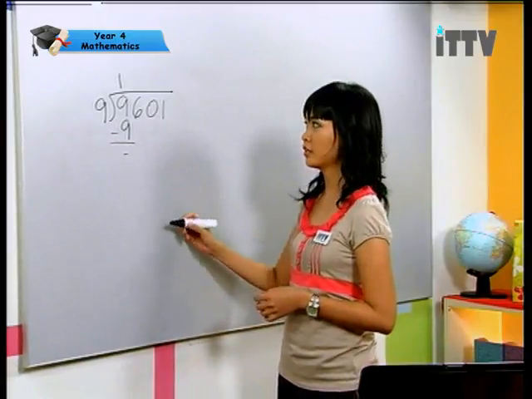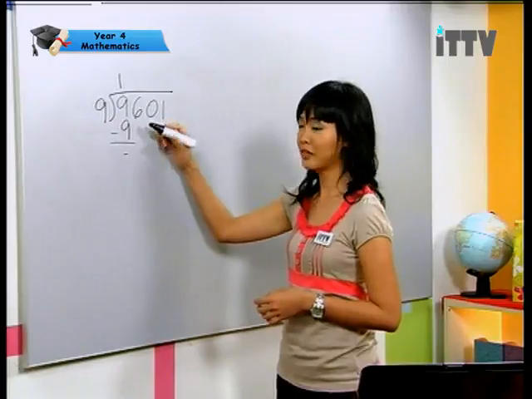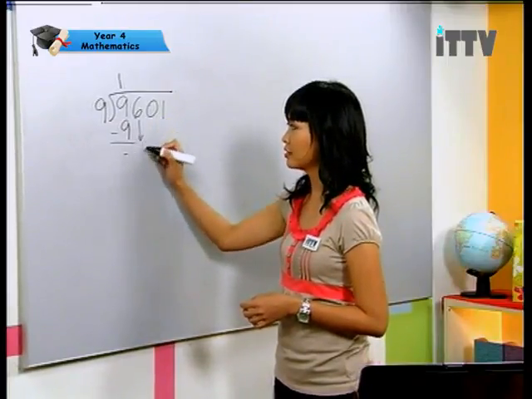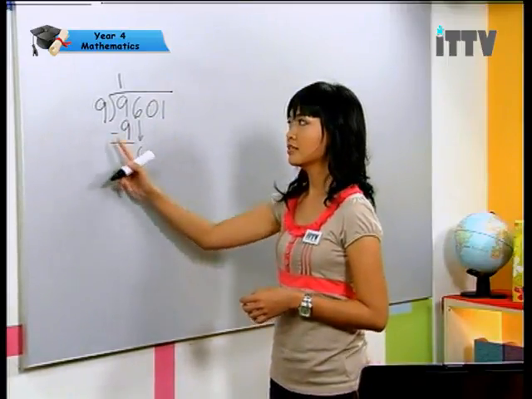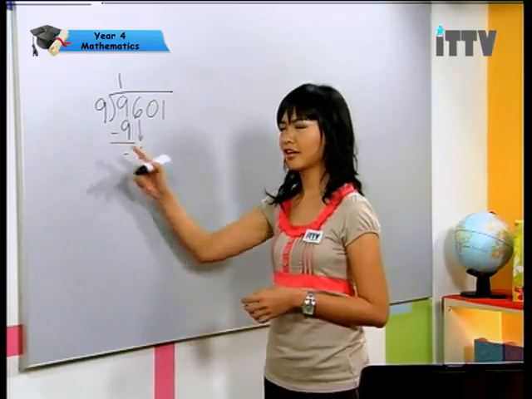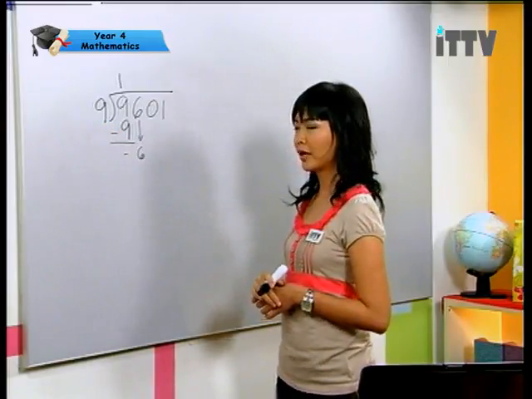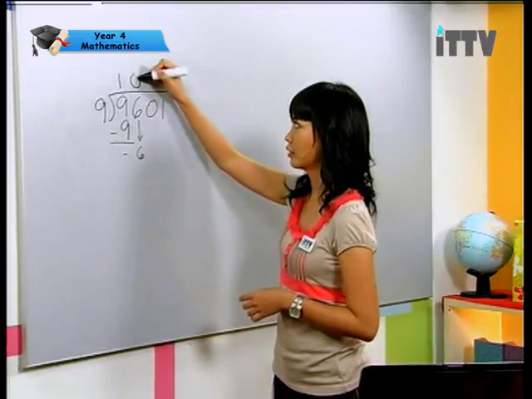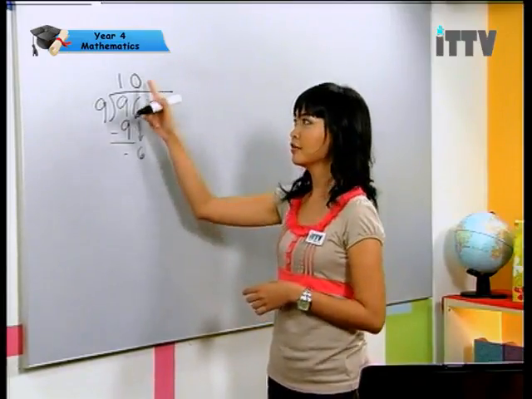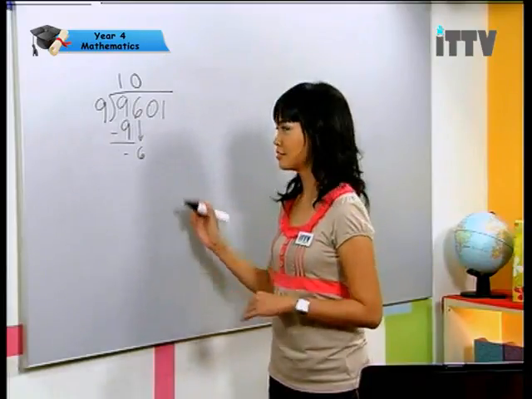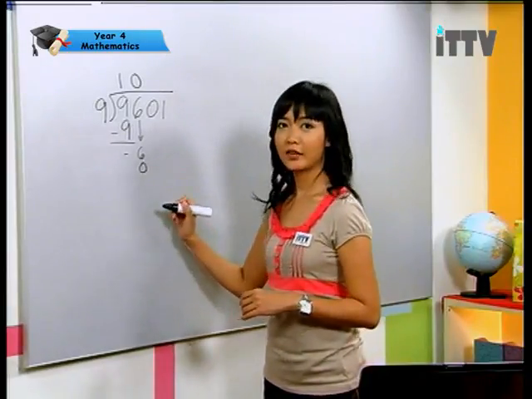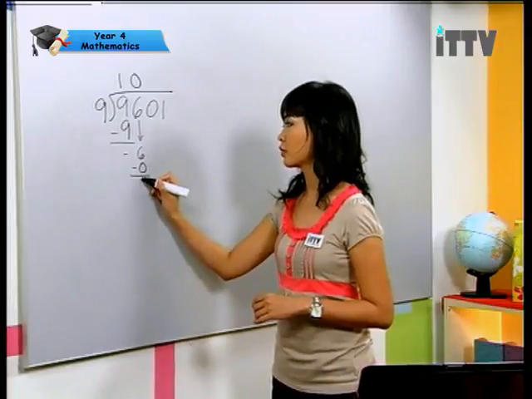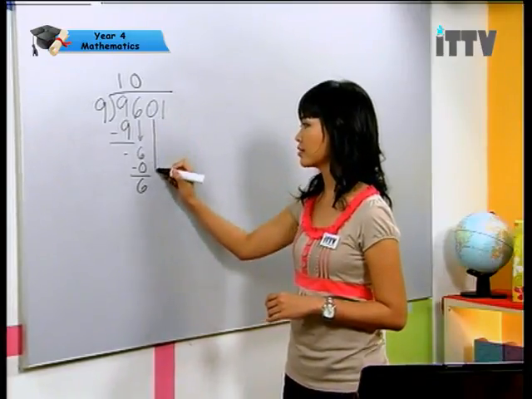Just put a dash here. And then bring down the 6. 6 divided by 9. 6 cannot be divided by 9. So what do we do? We put a 0 here. 0 times 9 is 0. And then we subtract. So we have 6 here, and then bring down the next digit.